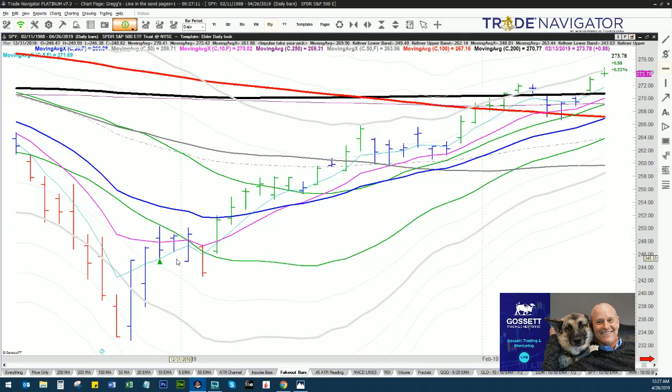Let's take a look, see if we have another one. This bar here, we went higher than this bar, then we closed lower than this bar. This would have been the entry, and that was a good trade. And they also worked to the downside.